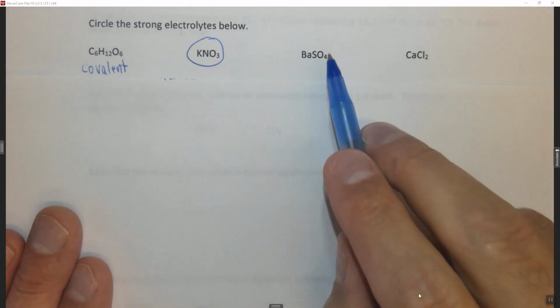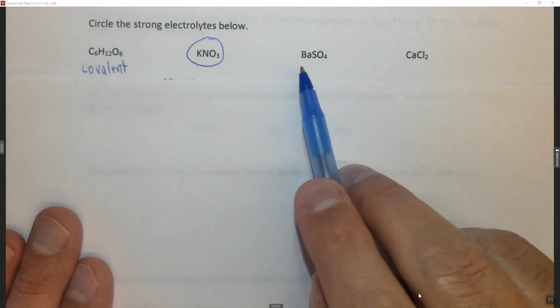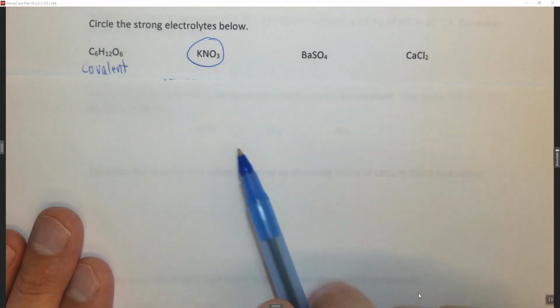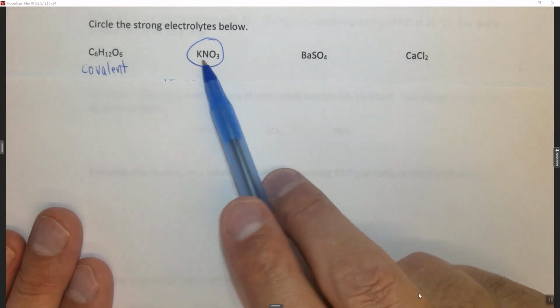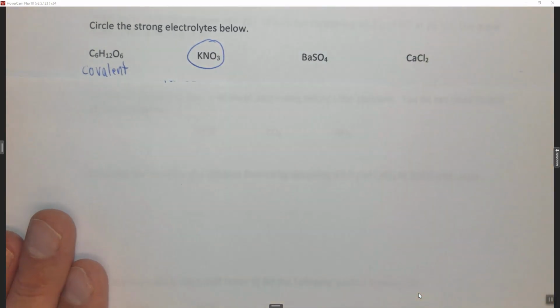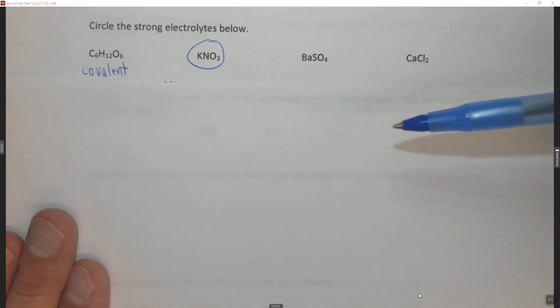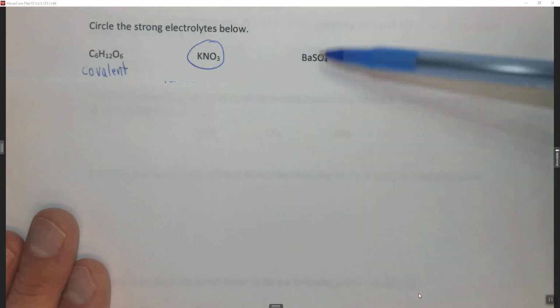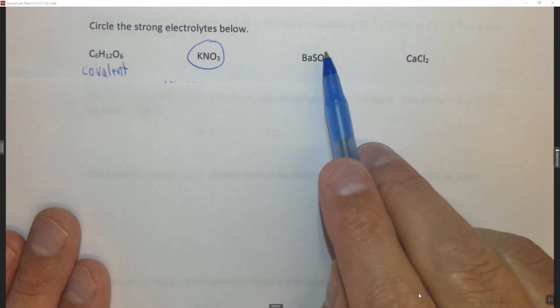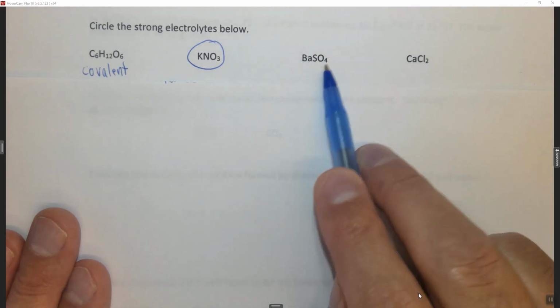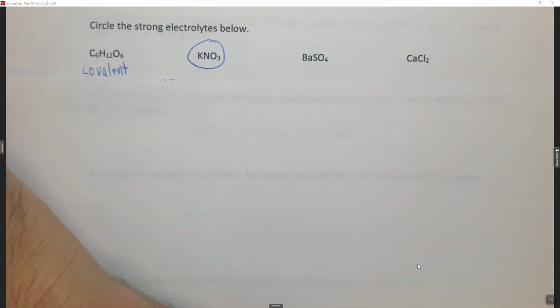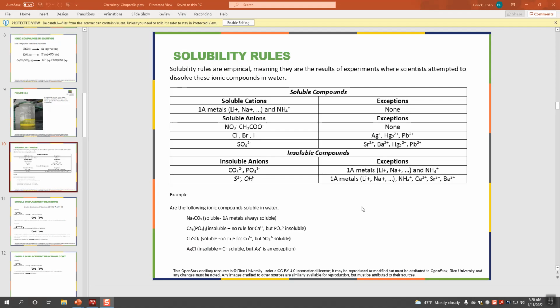Let's look at barium sulfate. Now, as I said before, on the solubility rules the only cations on there are the 1A metals and NH4 plus. So potassium, lithium, sodium, and so on and so forth are going to be on there. Barium is not going to be on there. So what we're going to need to look for is the anion sulfate. So if we go to the solubility rules and we find sulfates are on the top, so they're generally soluble. All right, soluble up here, insoluble down here.